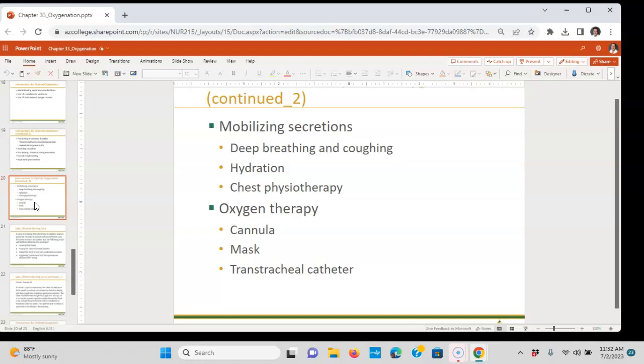Hydration, hydration, hydration. The more you drink, the more the mucus gets thin, the more you can cough it up. We can also use chest PT, which is chest physiotherapy that's very well known for cystic fibrosis patients, but you put their head down, their butt up, and use your cupped hand or the vest at this point. Oxygen therapy using cannula, mask, transtracheal catheter.